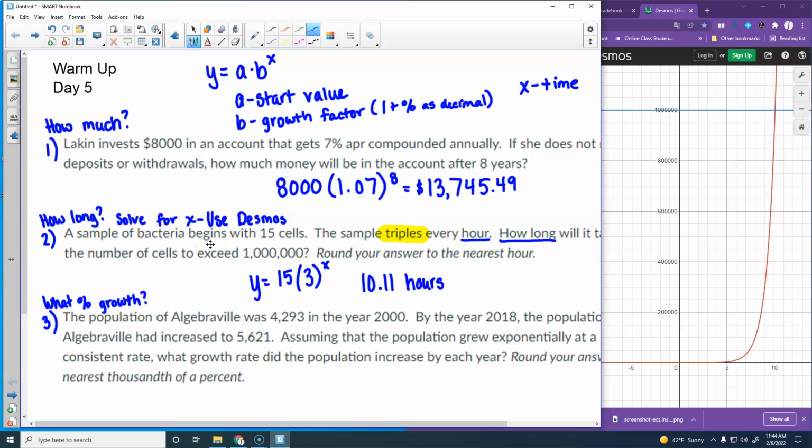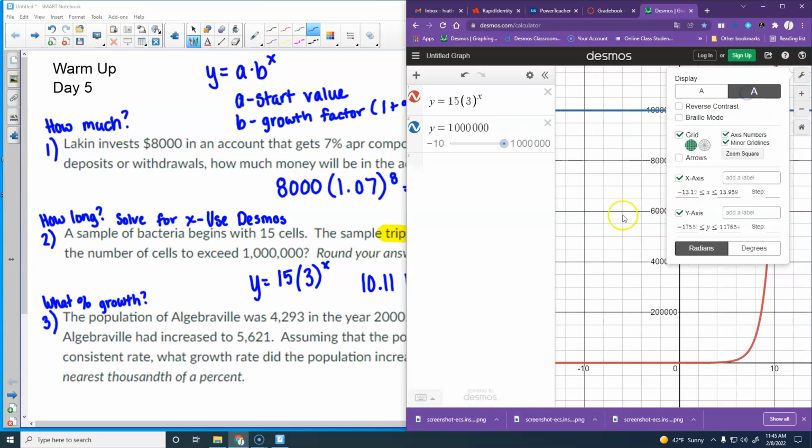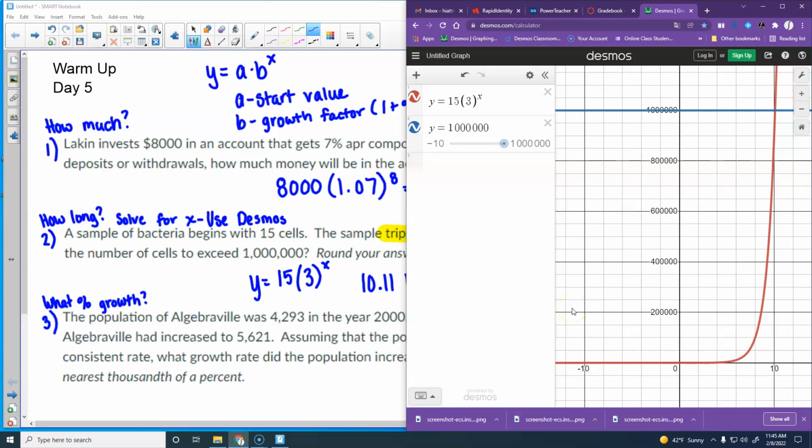Yes. I just clicked on the graph right here, and then I've got that gray dot that shows up where they intersect. And if you'll just hover over that, it should show up. And you'll get 10.11, 1,000,000. 1,000,000 is the number of bacteria. We want the X value as our time. Okay, other questions on that?